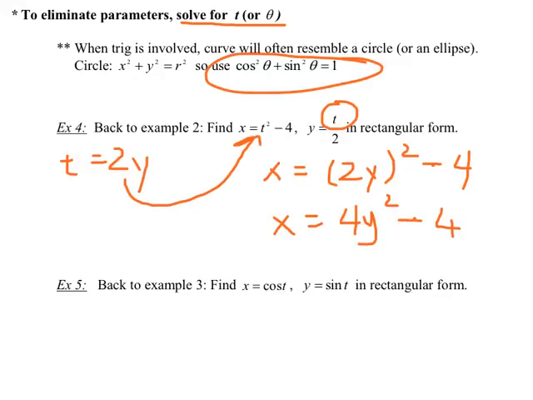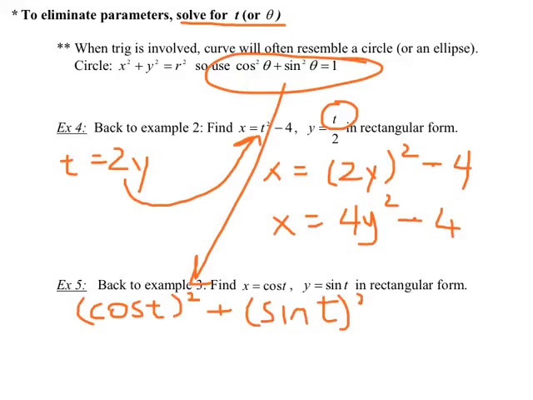about the x-axis. Looking at number 5, here we have x equals cosine t and y equals sine t, so we're going to use our trig identity. So cosine t squared plus sine t squared will equal 1.